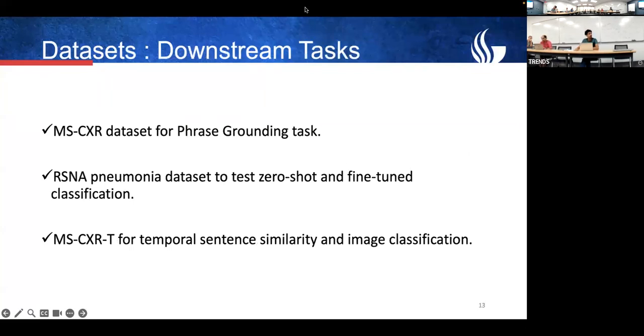And for the downstream tasks, they have used various data sets like MS-CXR for the phrase grounding task and the RSNA pneumonia data set to test zero-shot and few-shot learning. And then the last one is the same data set that they released, and they've used it for temporal sentence similarity and image classification tasks.